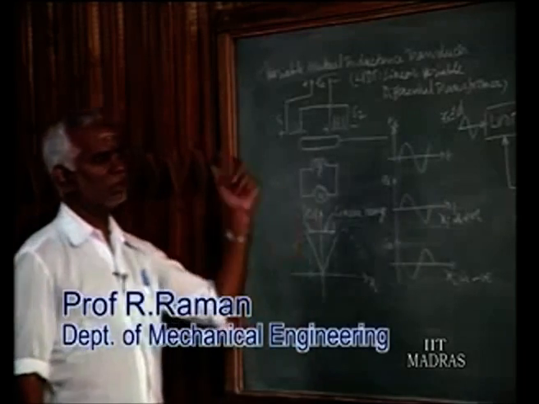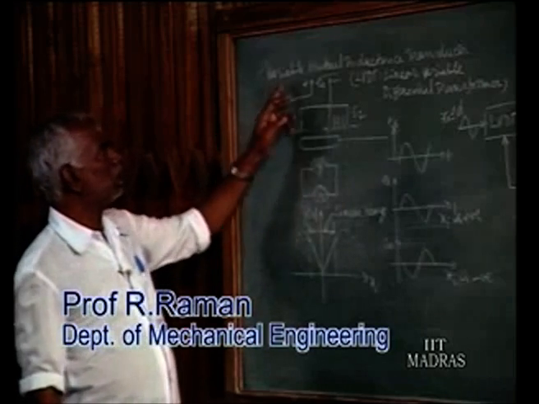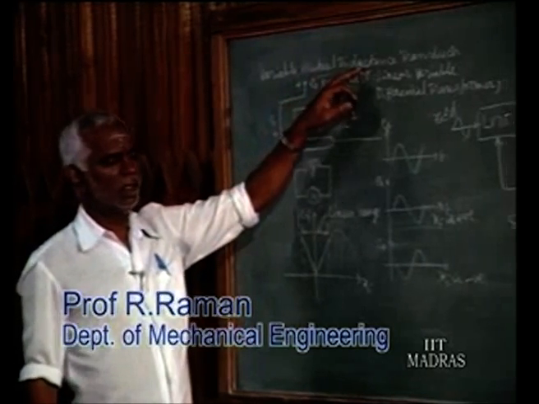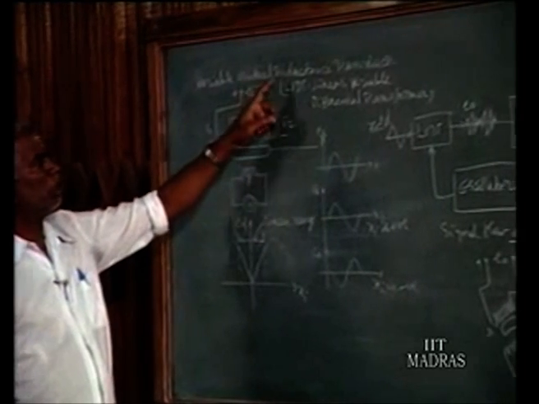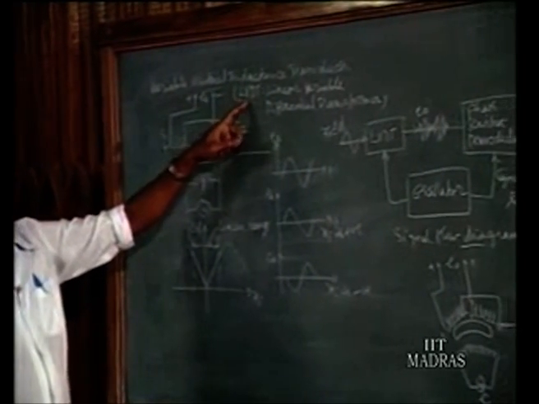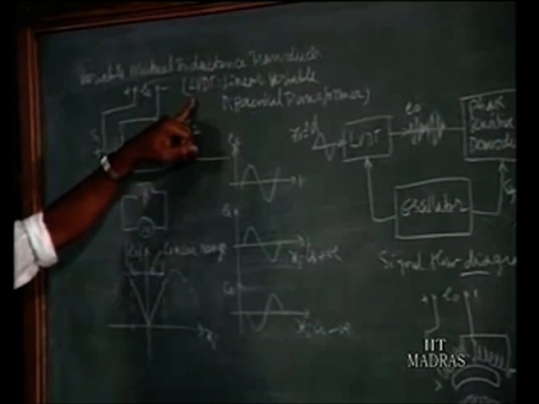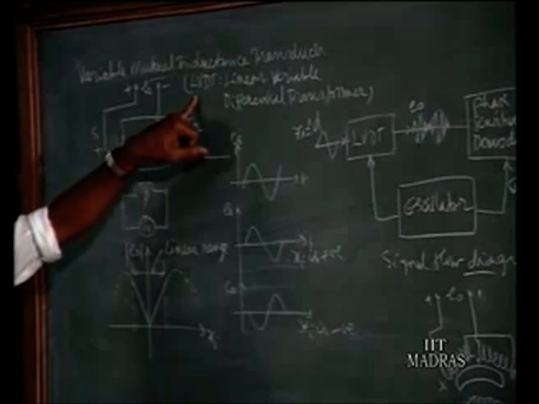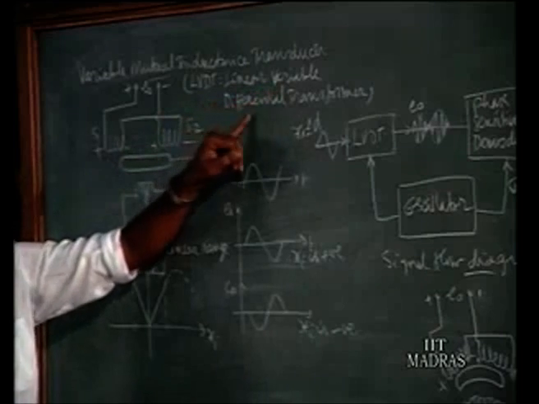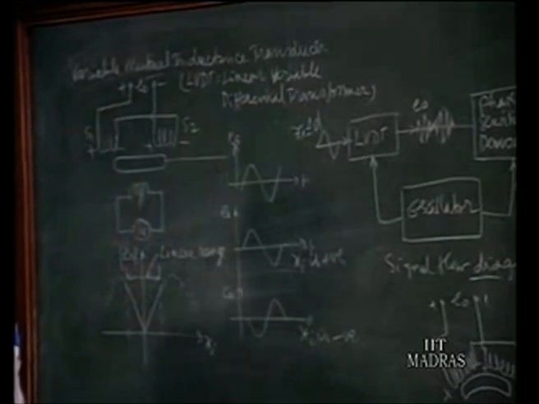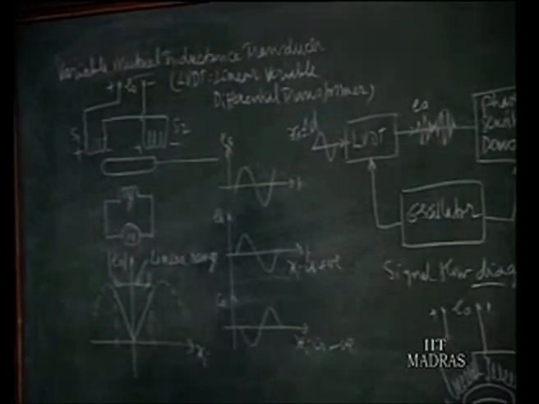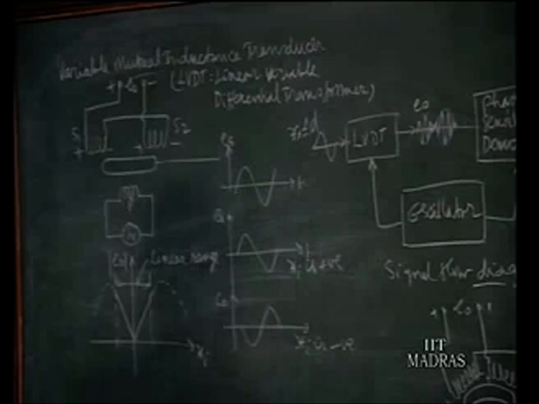The second way of using the inductance pickup is mutual inductance. We have seen the self inductance earlier, now mutual inductance, and it has a specific name. One such famous transducer is the LVDT, linear variable differential transformer. It is very well known in measurements. People simply call it LVDT.